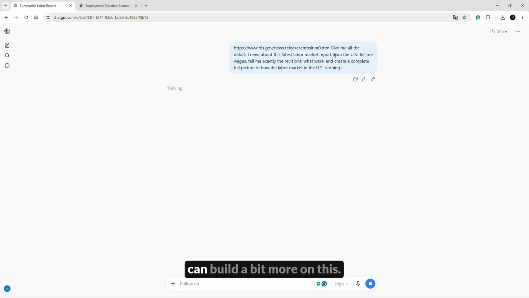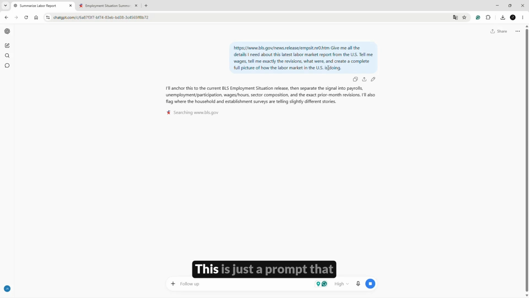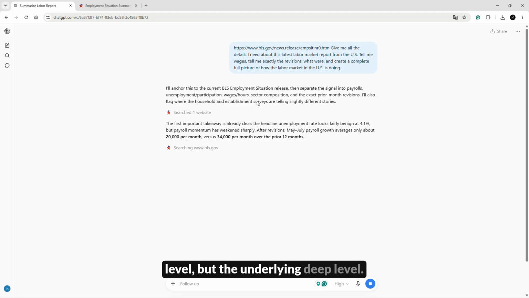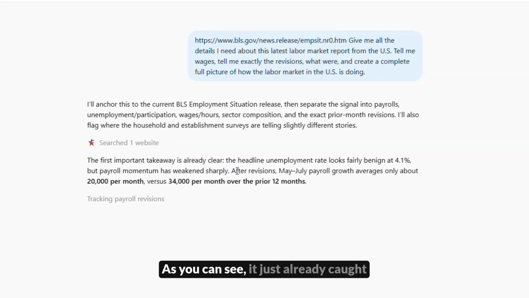Now, obviously, you can build a bit more on this. This is just a prompt that I came up with on the spot, but ChatGPT here is going to do all its research, and it's going to tell you exactly all the details that you need, not just the surface level, but the underlying deep level. As you can see, it already caught the revisions, so it understands that the prior two NFPs in this case were revised much lower, and that's going to create the complete picture. It's going to understand wages and the participation rate.